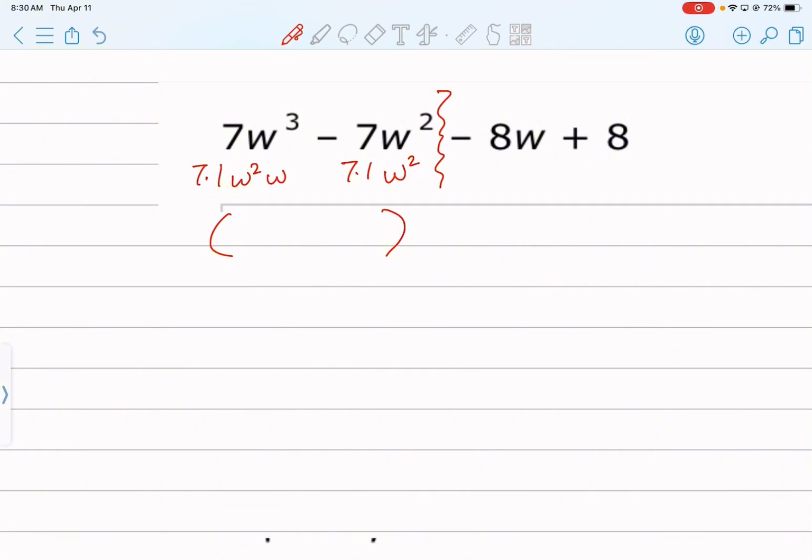Now, let's see what we can factor out. What can we factor out? 7. Do we factor out 1? No. What else can we factor out? W squared. Factor out W squared. Now, what do we have left? W. Do I need to write the 1? No, you don't have to put 1. It would be W minus 1. That's it for the left side.